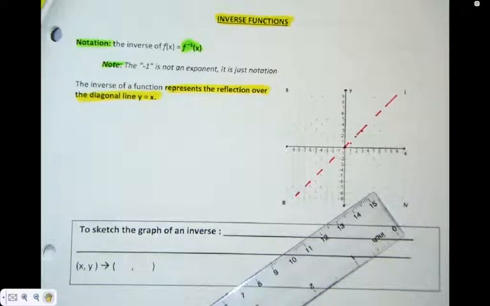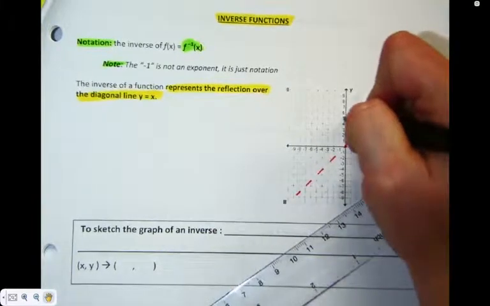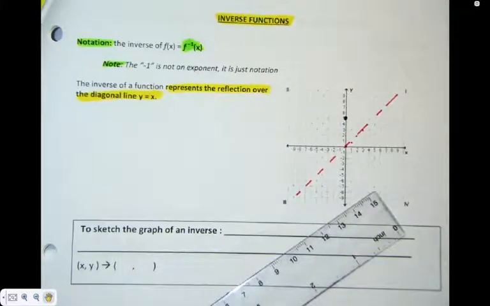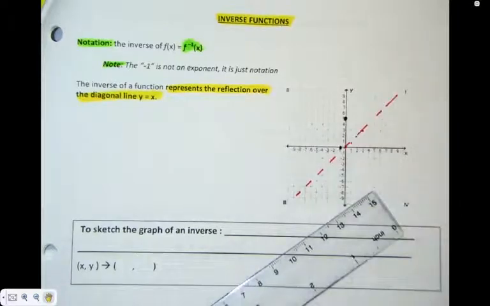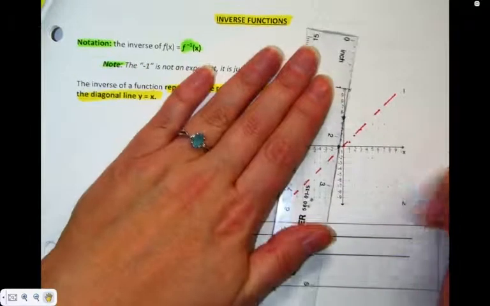And just for the first example, we'll do the inverse of a linear function. So I'm just going to pick any kind of line. I'm making this up. Let's put a y-intercept at 5. And let's put an x-intercept at negative 1. Again, totally making it up.